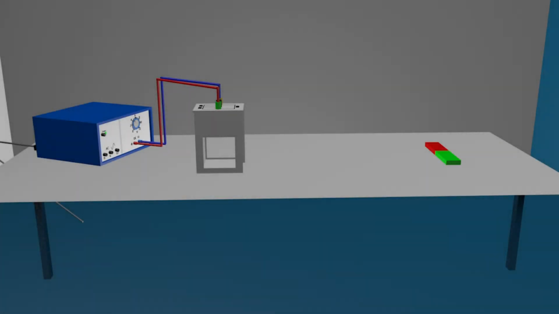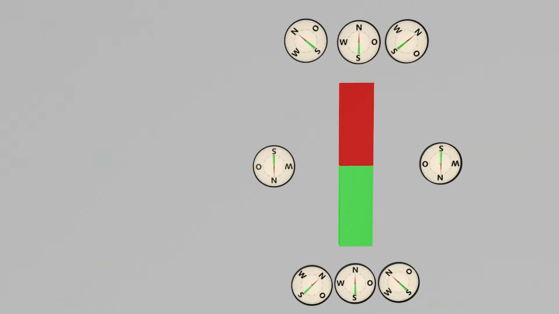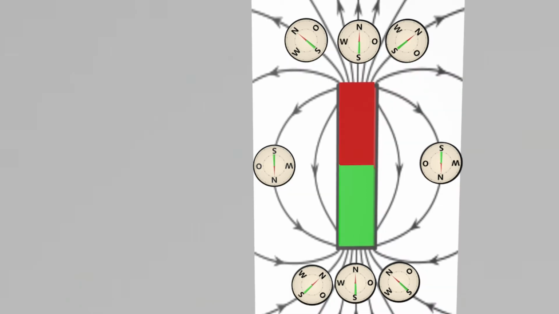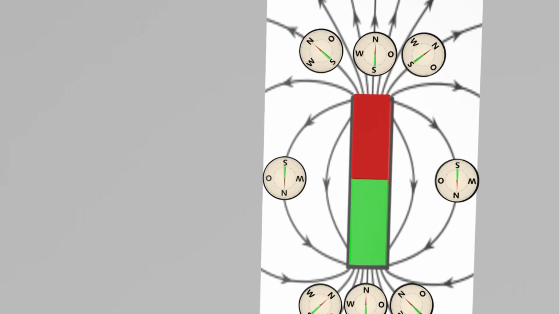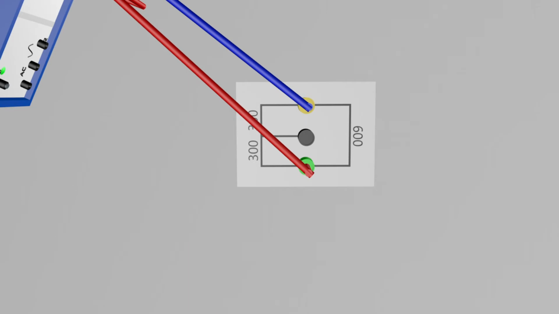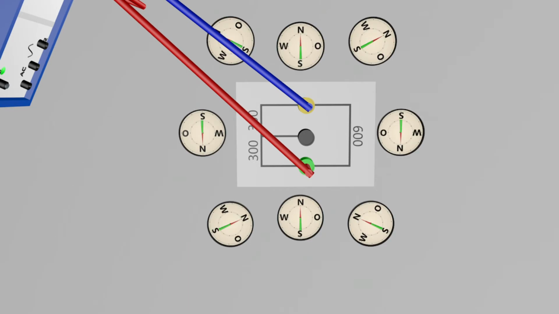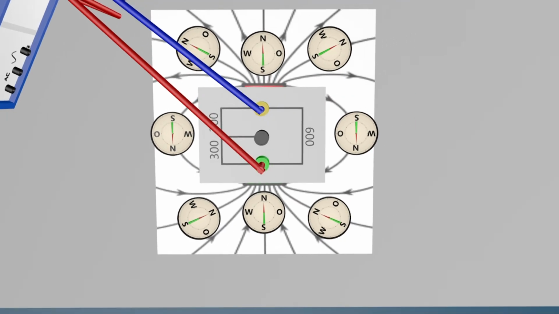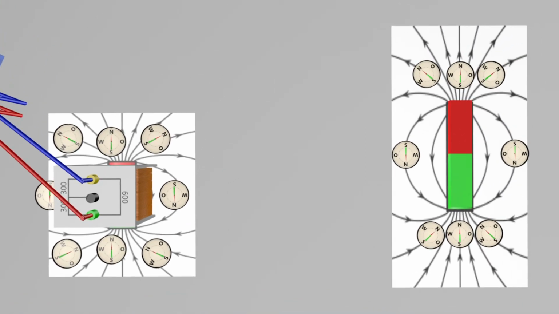In the animation we compare the different orientations of the compass needle at different positions around the bar magnet and the coil. We find that the magnetic field around a bar magnet and the magnetic field around a coil have the same basic shape. So, if current flows through a coil, you can easily imagine that you are holding a bar magnet in your hand. How does the shape of the magnetic field around the coil come about?